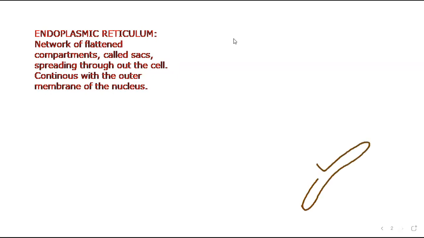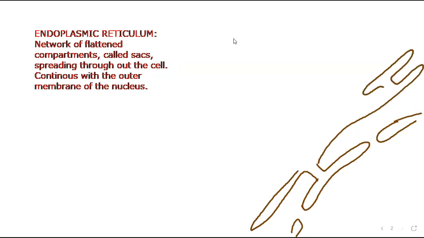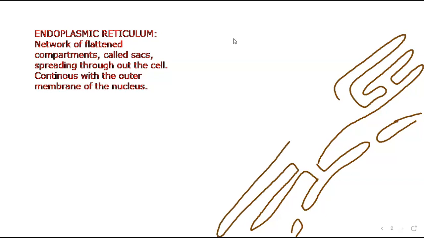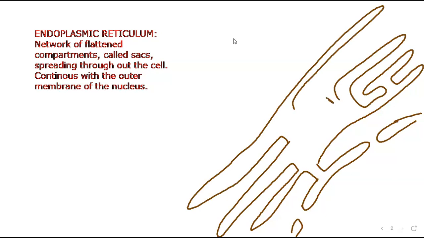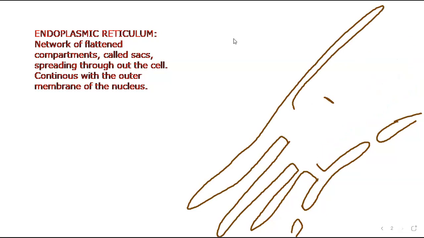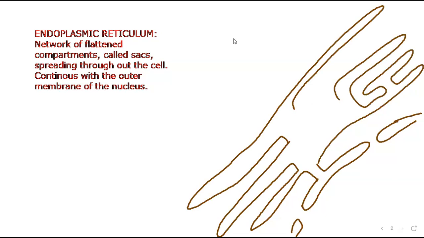What does it look like? So imagine this is my nucleus. This is the outer membrane of the nucleus, right? So, continuous with the outer membrane of the nucleus, I will have this extensive, huge network of these sacs just connected like this. It's going to be like a huge network of these flattened out discs, flattened out compartments. And this is basically known as your endoplasmic reticulum, right? It's continuous with the outer membrane of the nucleus, right?